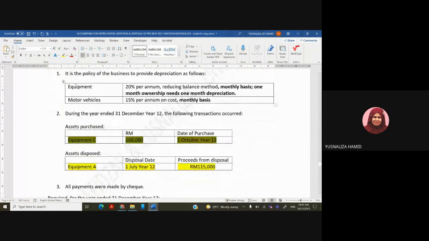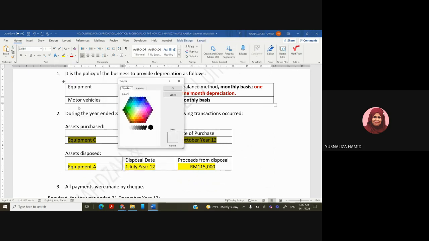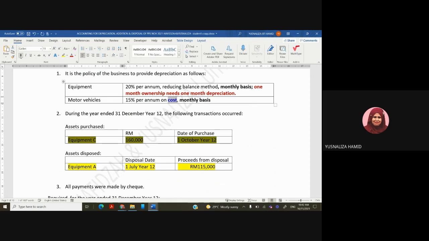Okay, you have the policy of the business to provide depreciation as follows: 20% per annum, reducing balance method, monthly basis. Monthly basis means 1 month of ownership requires 1 month of depreciation. And again, the motor vehicle is provided using the straight line method, and is provided on cost. On cost means it is going to be based on the depreciable cost.